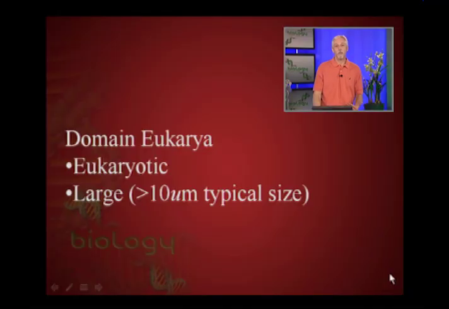Okay, that then brings us to the domain Eukarya. And of course, the eukarya are distinguished by being eukaryotic, and eukaryotic cells are typically large, much larger than 10 micrometers typically.